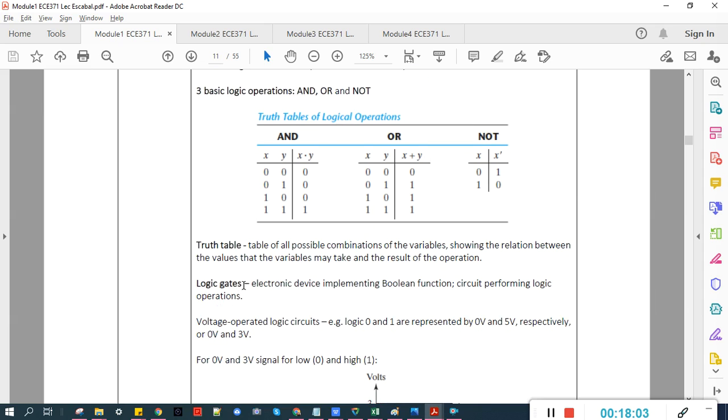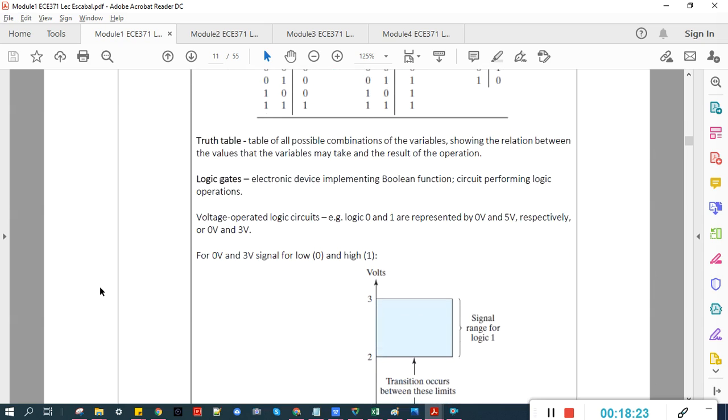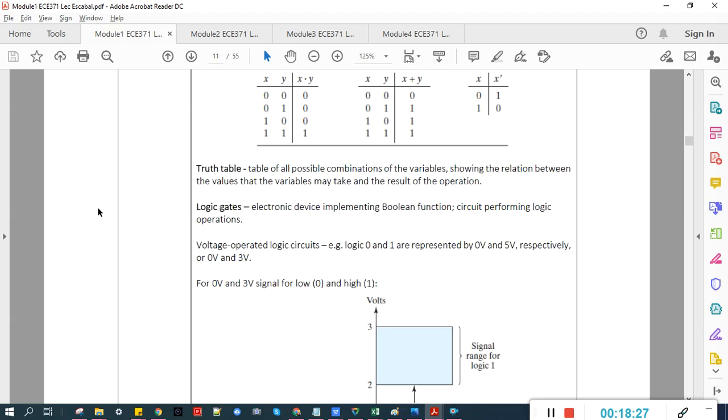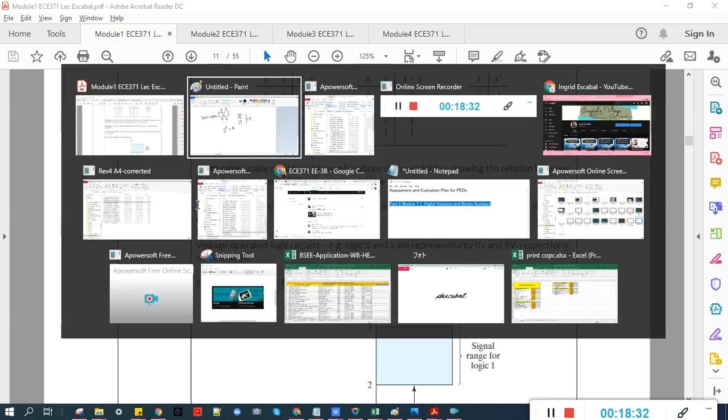Logic gates are electronic devices implementing Boolean functions. We call those circuits, electronic devices, logic gates. They perform the Boolean functions. These are circuits performing logic operations. We'll see some of the logic gates later. Examples of the logic gates.